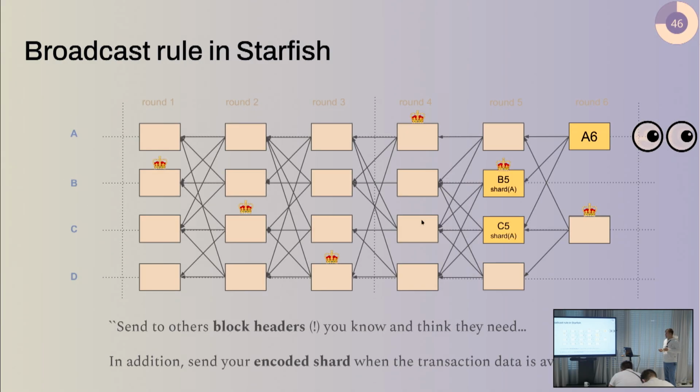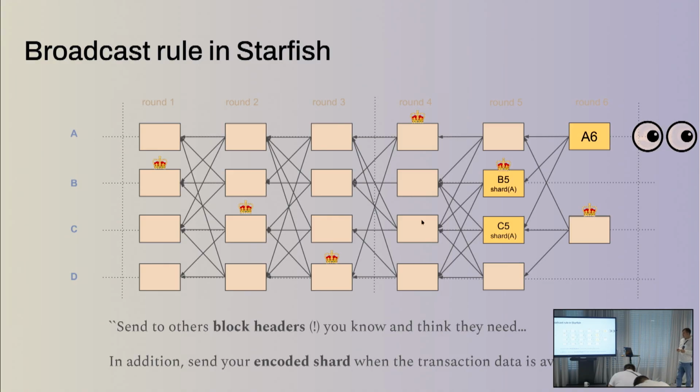Yeah, let me just also say how we then change the broadcast rule for own blocks. So now, when we create a block, we send to our peers not only the block itself, but also block headers of blocks of potentially missing history to all our peers, together with the shards of transaction data. So now to the guy D, we send not the whole transaction data of blocks B5 and C5, but only one shard that corresponds to, say, our index.